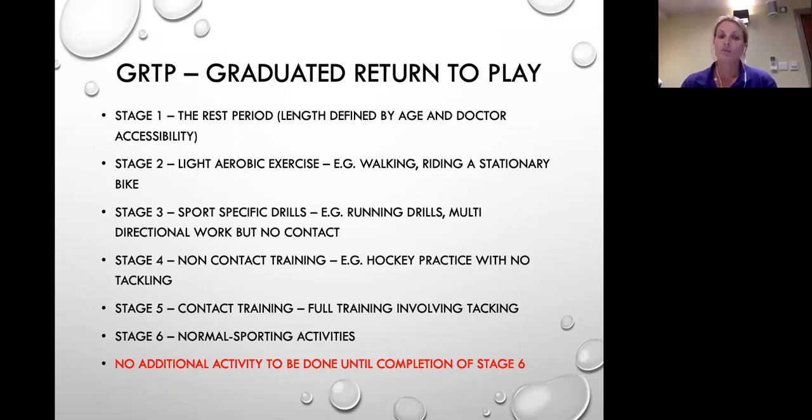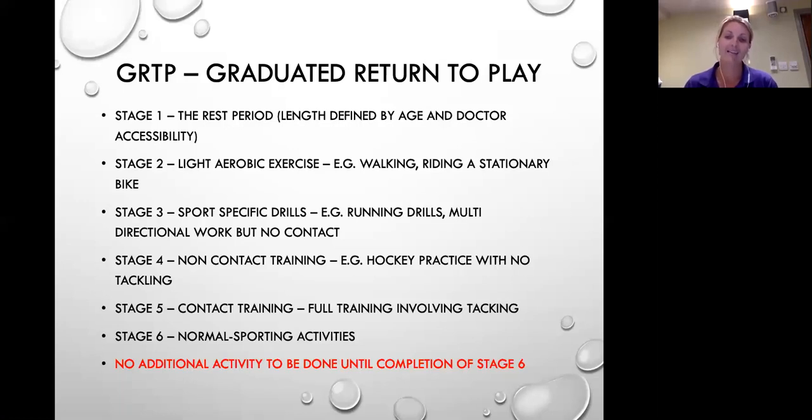Stage 3 becomes a bit more sport specific. So it might be some sprinting or changing direction. It's getting you doing something that's a bit more high intensity, but still in a safe environment. Then you move on to stage 4, which is non-contact training. So if you're a hockey player, for example, you do some passing and some skill drills, but no tackling. Same in rugby, throwing a ball around, catching a ball, but no contact. And then you've got stage 5, where you're in full contact. So if you're someone who's into sport, you do a full sports training session, no restrictions. And then if all goes well, you're signed off and you're back to sport.